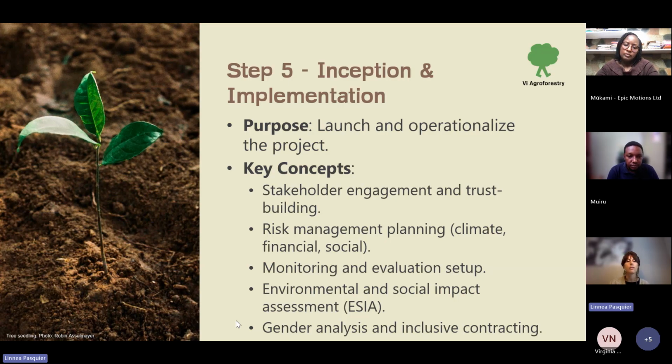Environmental and social impact assessment: what is the actual impact of this project, from both a positive and negative angle. Gender analysis and inclusive contracting. We want to make sure that the gender dimensions are always considered. For instance, when it comes to land tenure, women often don't own their own land. So how do we make this an inclusive space for women as well? And the contracting, to make sure that everyone understands and is a part of it.